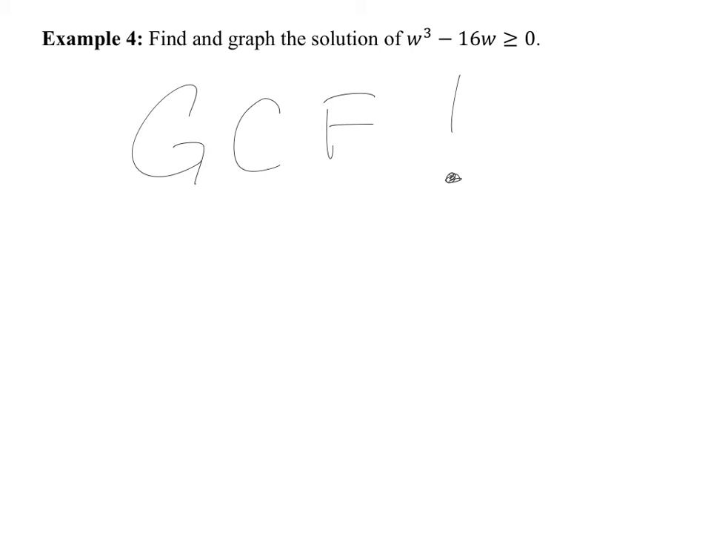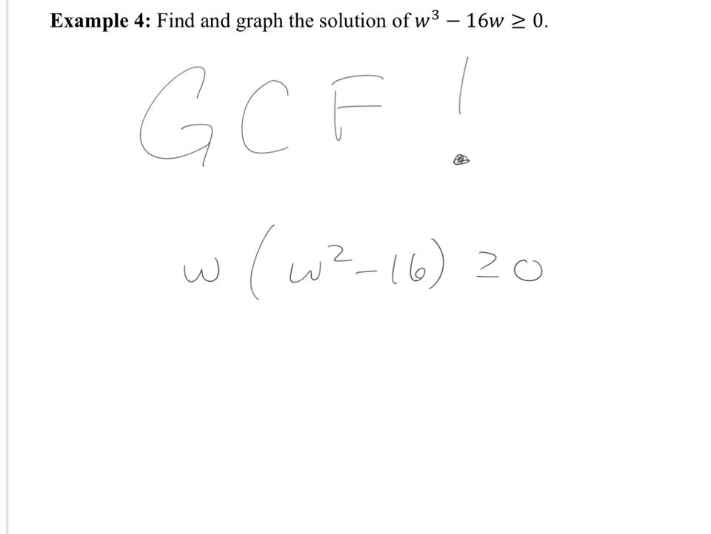I wrote that in big letters because that should automatically pop out in your mind. As soon as you see this, that's the first thing you should think. Then you should think this. After GCF, you should be thinking dots. You don't have to call it that, but you know what I mean by that, right? Difference of 2 squares.